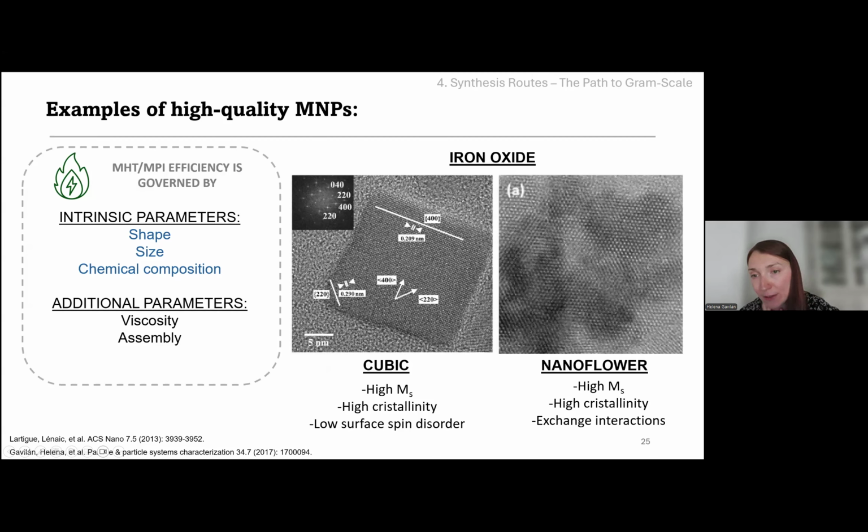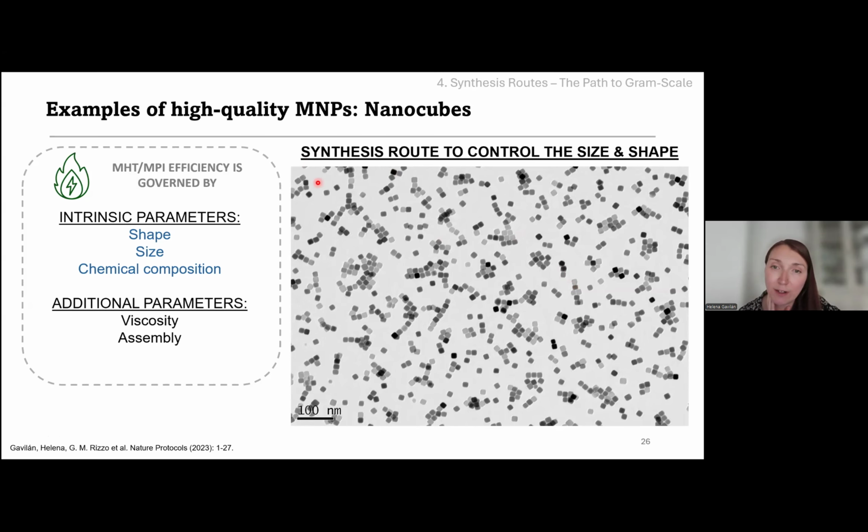You see different petals composing the overall nanoflower, you have likewise high saturation magnetization, high crystallinity, and you have exchange interaction between the petals. So this is why you have very nice magnetic properties and improved SAR values. So first, let's start with the nanocubes.